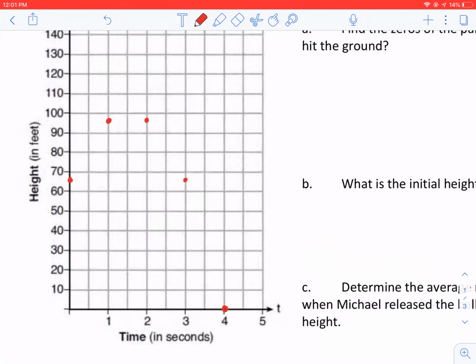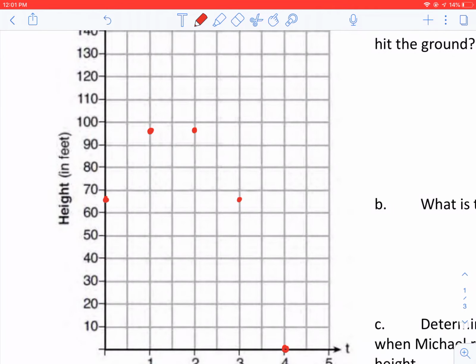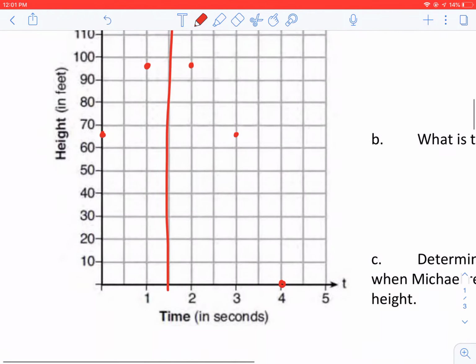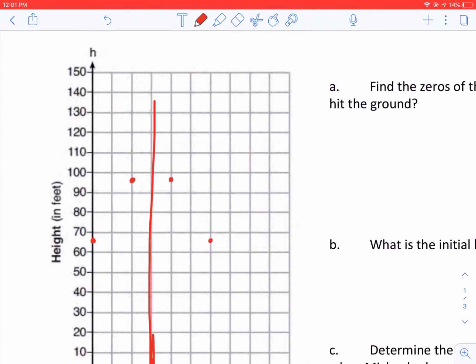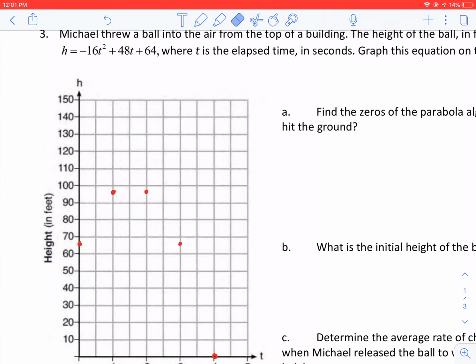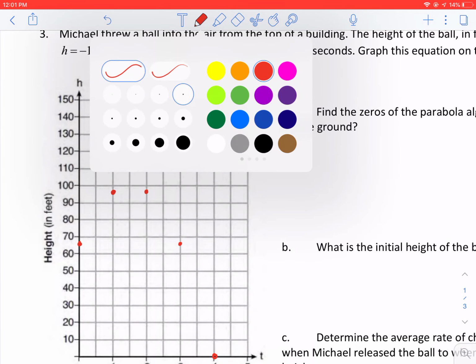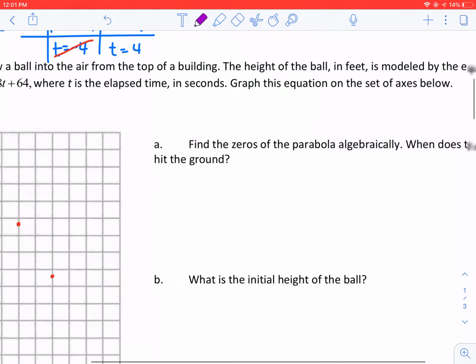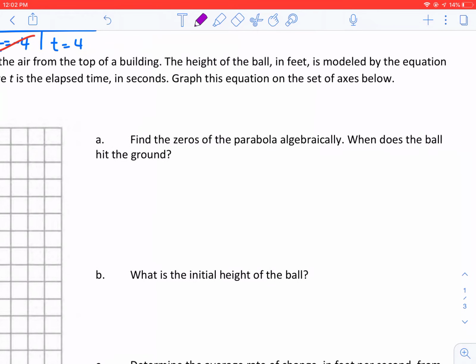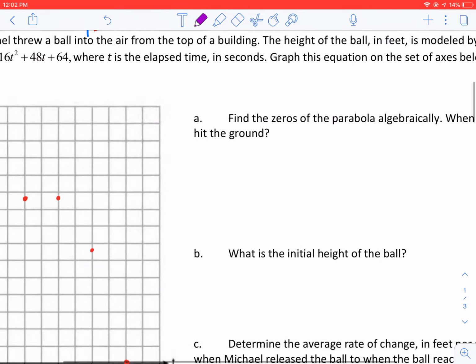If you see the symmetry, you're going to know our vertex is going to be at x equals 1.5. But before I apply any points, I want to do as much as I can algebraically. So 3A here: find the zeros of the parabola algebraically. When does the ball hit the ground?